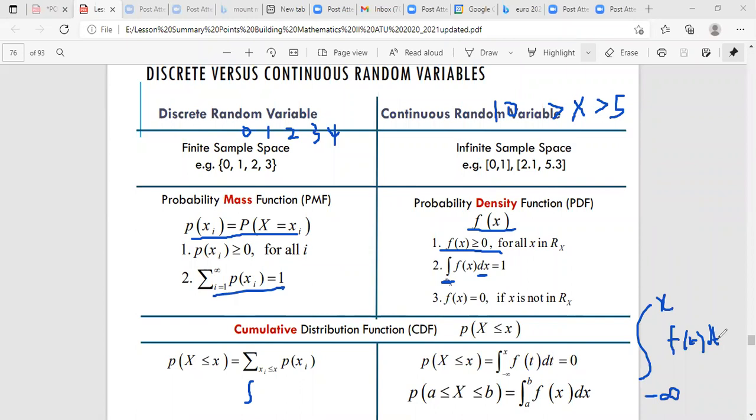Sometimes we are interested in the cumulative distribution between 2 points A and B. There, we integrate the probability function f of x dx from A to B. So you take note of that. I'm sure you were jotting down some notes whilst I was explaining to you.